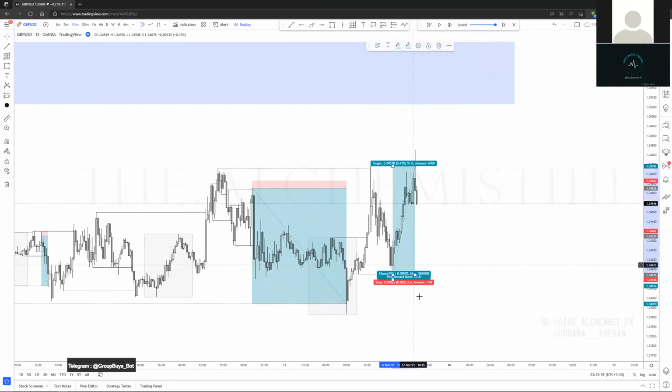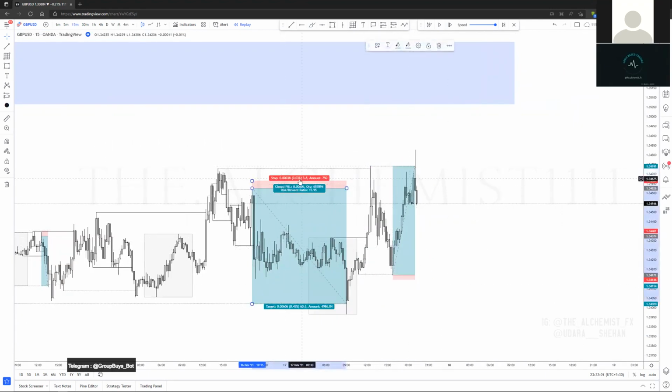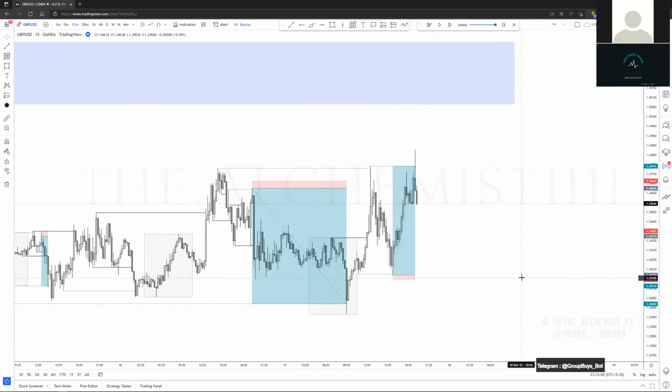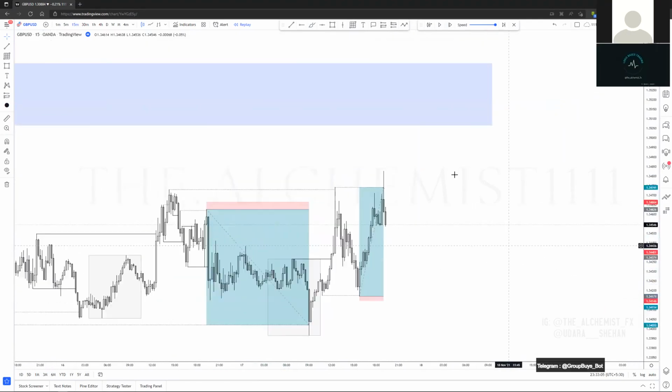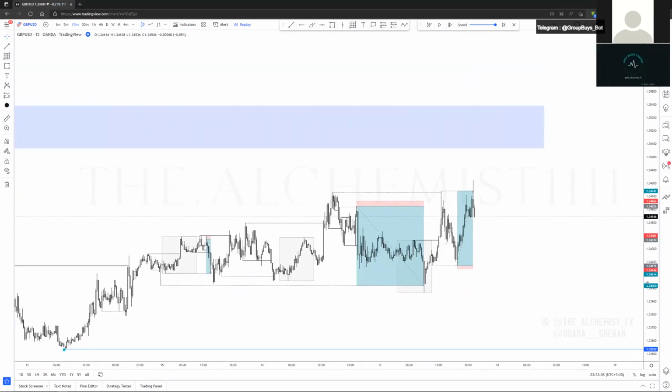Now even with the lower time frame, see, only 2.5 pips stop loss, 3.8 pips, 2.7 pips. Not bad, right? Nice. Now, do you also do the same thing on gold?